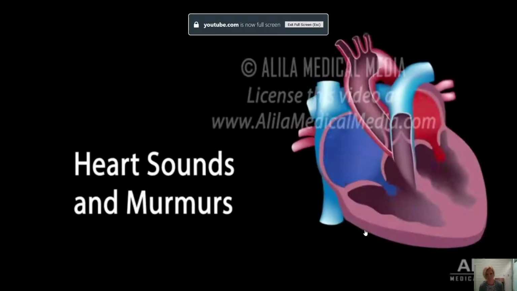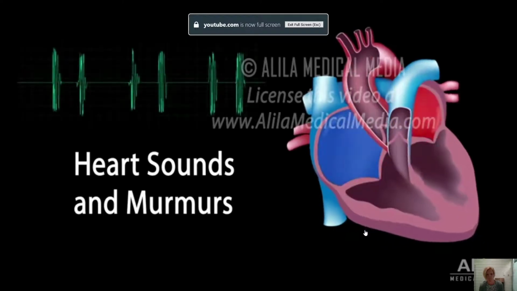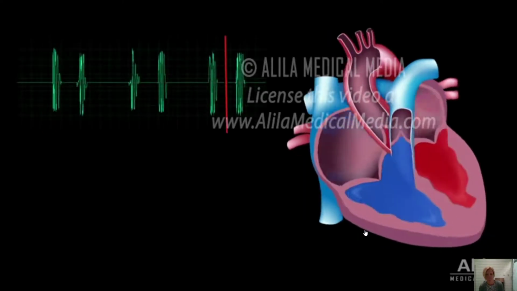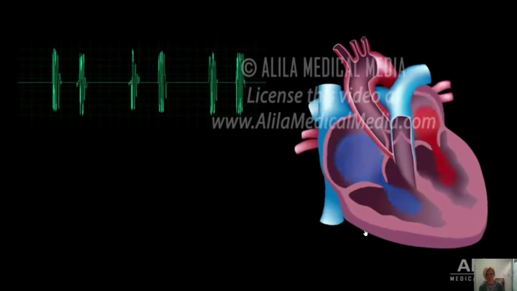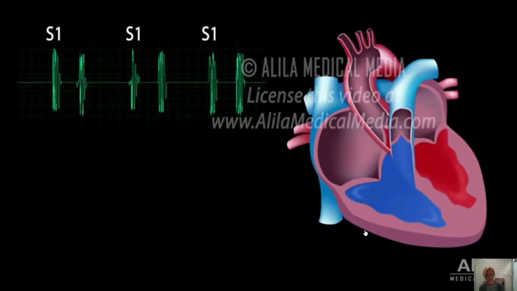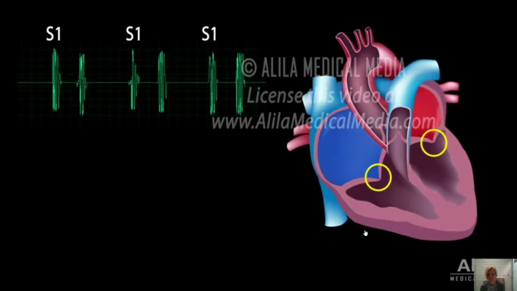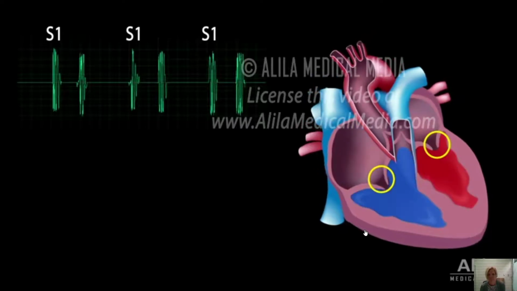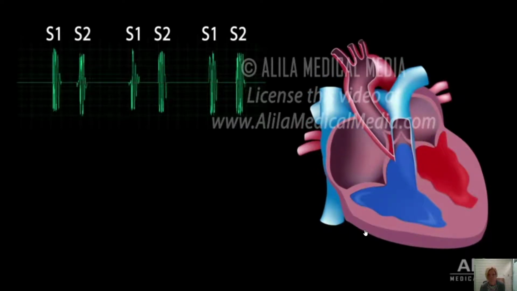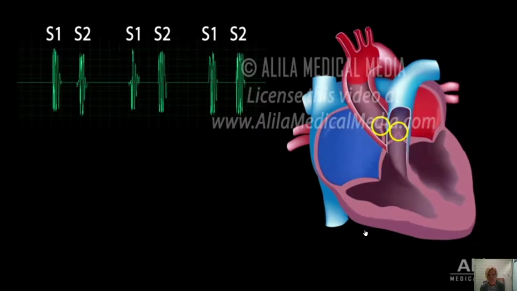When a healthy heart beats, it makes a lub-dub sound. The first heart sound, lub, also known as S1, is caused by the closing of the AV valves after the atria have pumped blood into the ventricles. The second heart sound, dub, or S2, originates from the closing of the aortic and pulmonary valves right after the ventricles have ejected the blood.